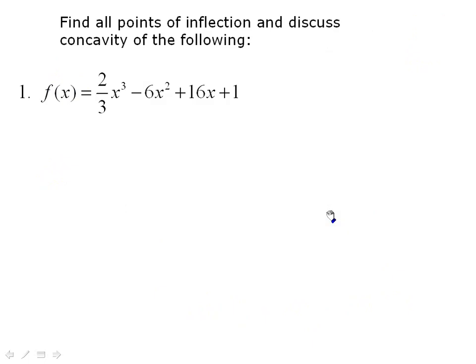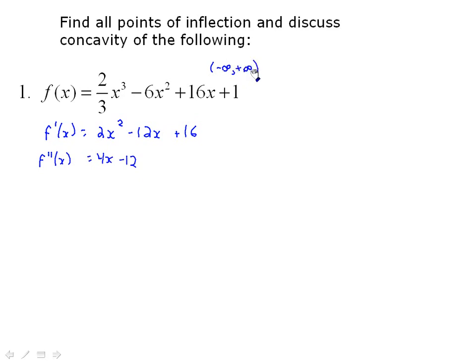So we want to find out points of inflection and discuss concavity of the following. So I'm not going to linger on the first derivative, but go right to the second derivative. But you always have to go through the first derivative. So f prime at x, 2/3 times 3 is just 2, so we get 2x squared minus 12x plus 16. Second derivative is equal to 4x minus 12. Now I'm going to note, before I get too deep into this, that the domain is all real numbers.